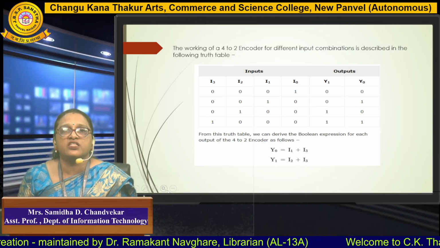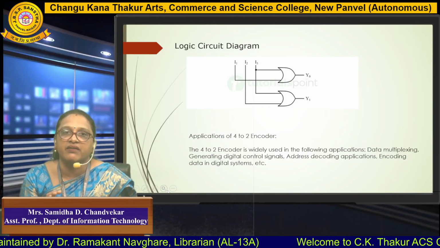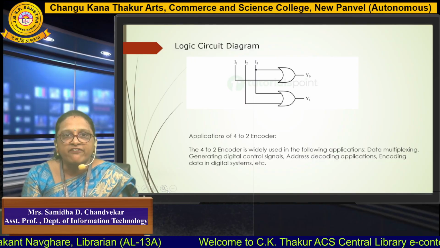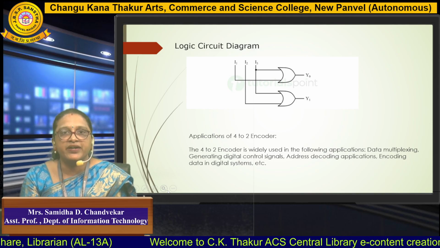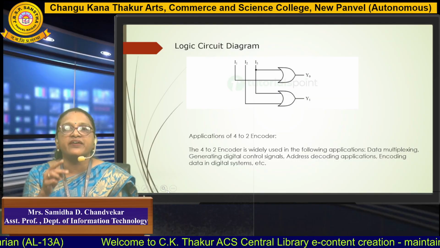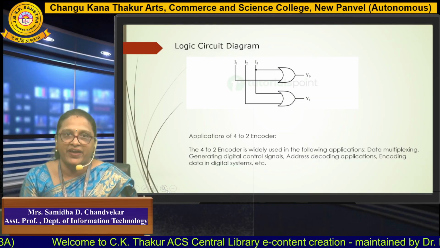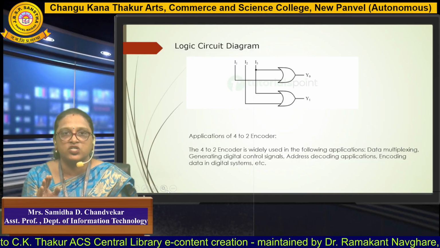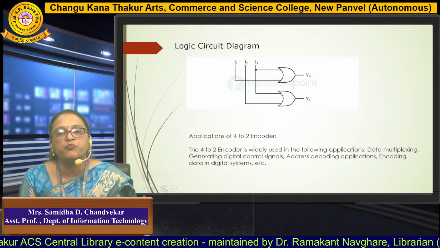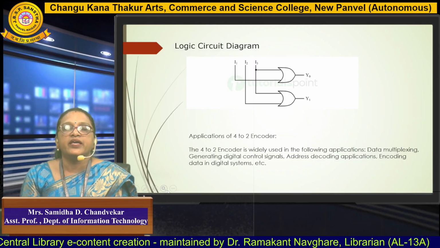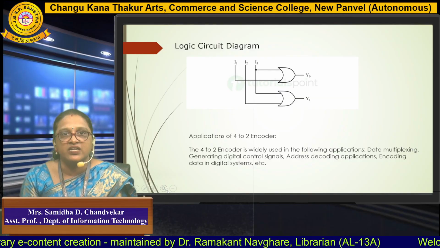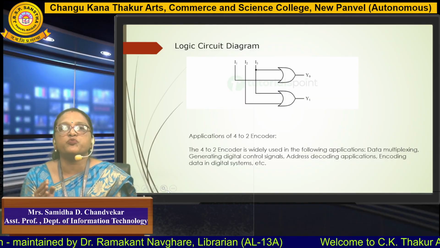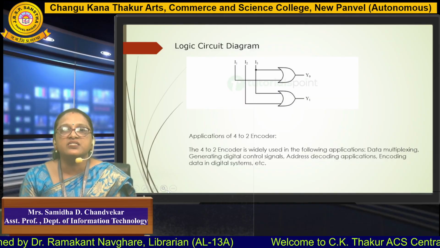From these Boolean expressions, we can derive the circuit diagram. In the circuit diagram, Y0 is I1 plus I3, so we require 2 OR gates for Y0 and Y1. For Y0, I1 is the first input, I3 is the second input, and Y0 is the output. In the next OR gate, Y1 is I2 plus I3, so the first input is I2 and the second input is I3.